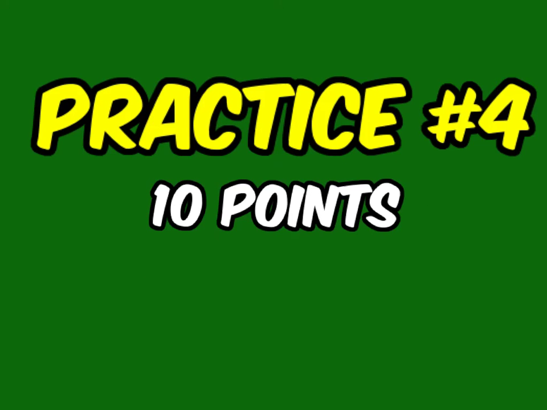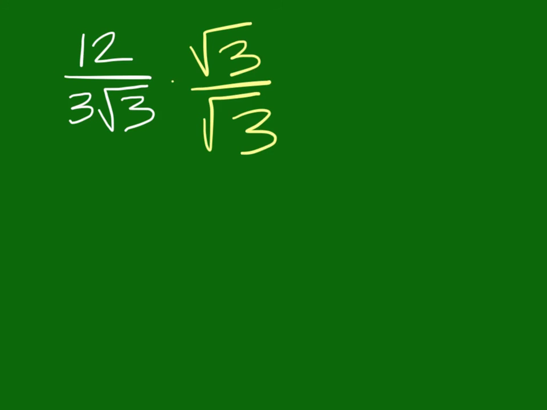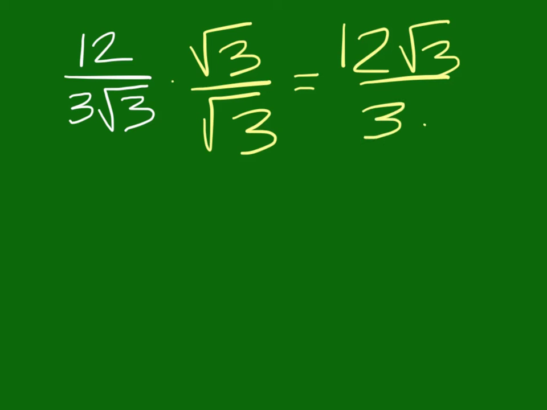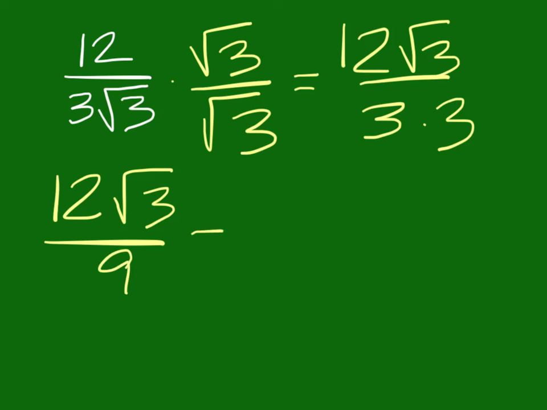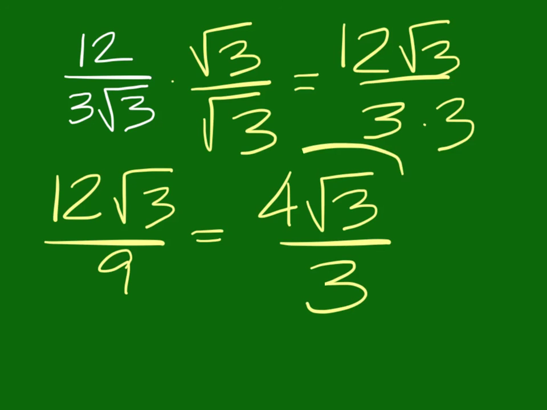Try this one, bring it up. Multiply the top and the bottom by the square root of 3 to come up with 12 square root of 3 over 3 times 3. And on the bottom that would be 9. 3 goes into both 12 and 9 to come up with 4 square root of 3 over 3.